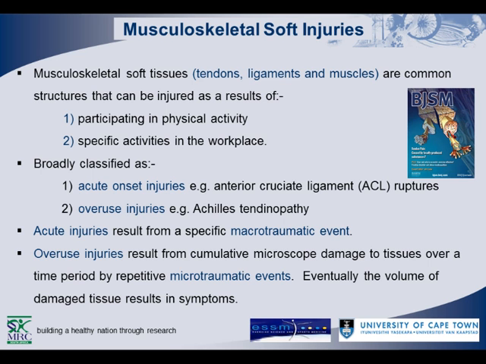Your acute injuries usually result from a specific macrotraumatic event, while your overuse injuries result over a period of time, resulting from cumulative microscopic damage to the tissue, and this repetitive damage results in microtraumatic events, and the volume of injury and damage to the tissue results in symptoms.